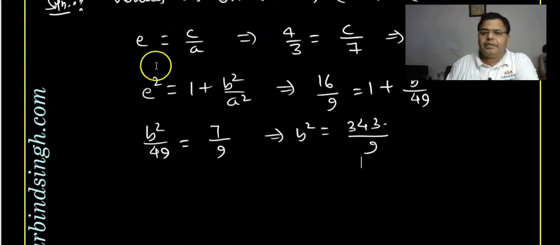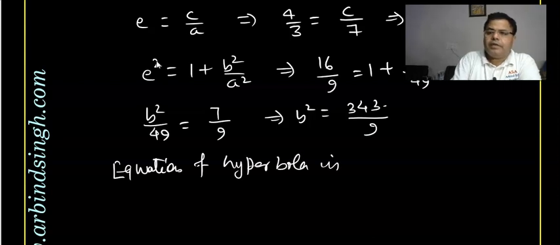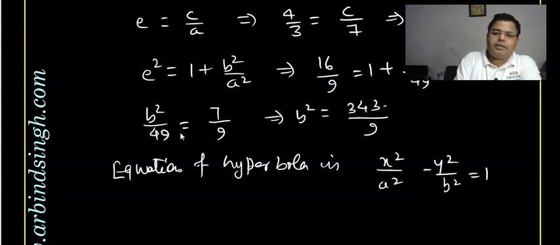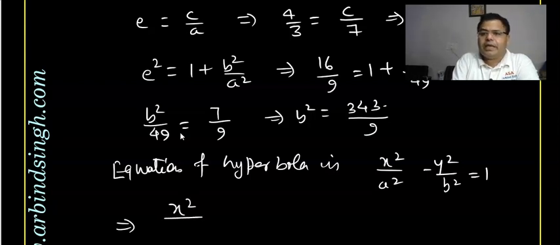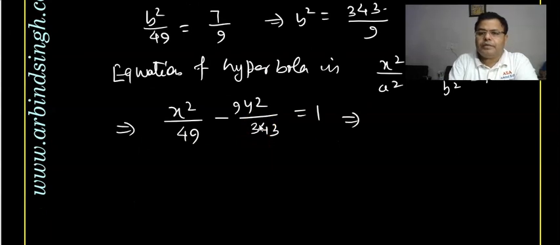Equation of hyperbola is, since focus is along x-axis, x square by a square minus y square by b square is equal to 1. This implies x square by a square, and a is 7, so 7 square is 49, minus y square by b square, that is 343 upon 9, so 9 will come in numerator, is equal to 1. Now if I take the LCM, 343, it will be 7x square minus 9y square is equal to 343. This is the required equation.